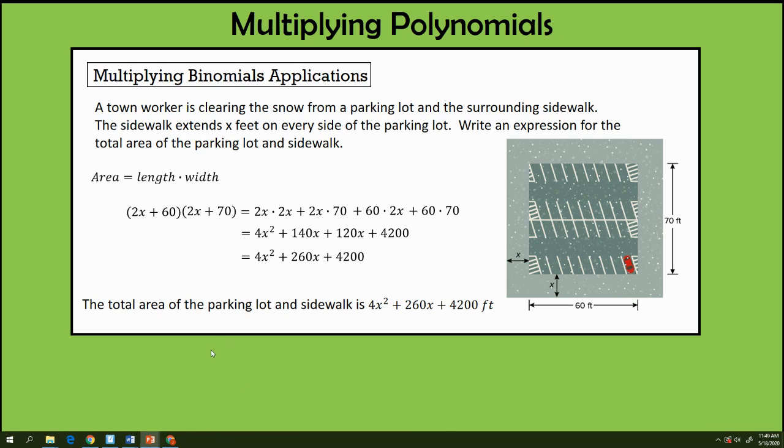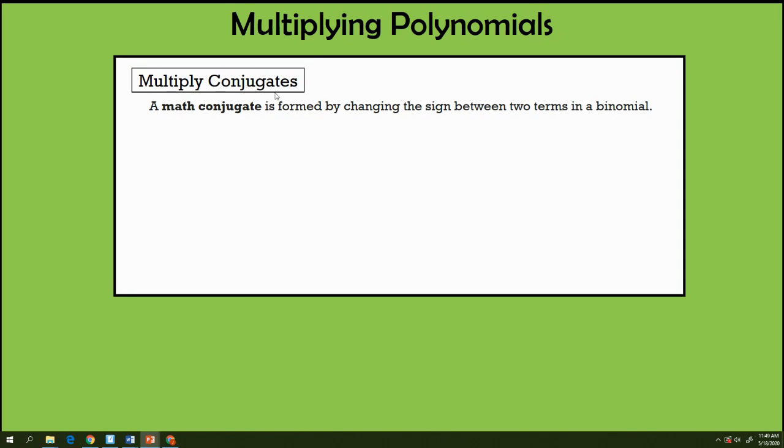Okay, so that's that. The last thing I want to show you is multiplying conjugates. Conjugates are in the form of a binomial, and a math conjugate is formed by changing the sign between the two terms in a binomial. So for instance, if I had the binomial x plus y, its conjugate would be x minus y. The terms are the same, x and y. The difference is this is plus, this is minus. Those are conjugates. We also just say that x plus y is the conjugate of x minus y.